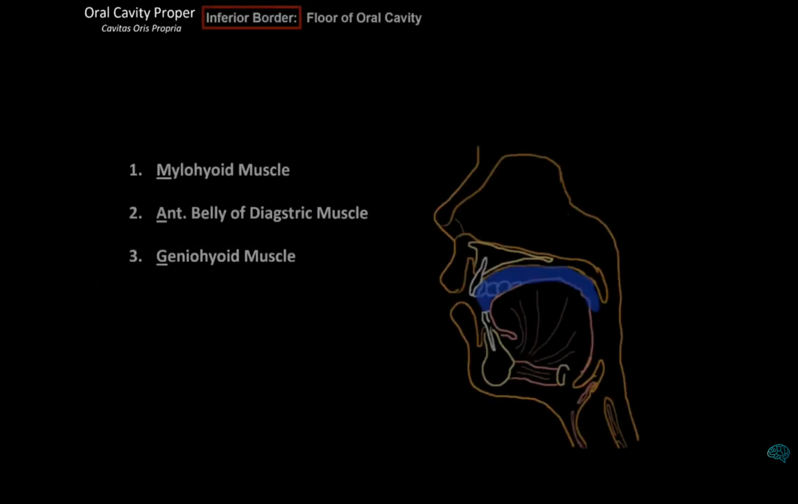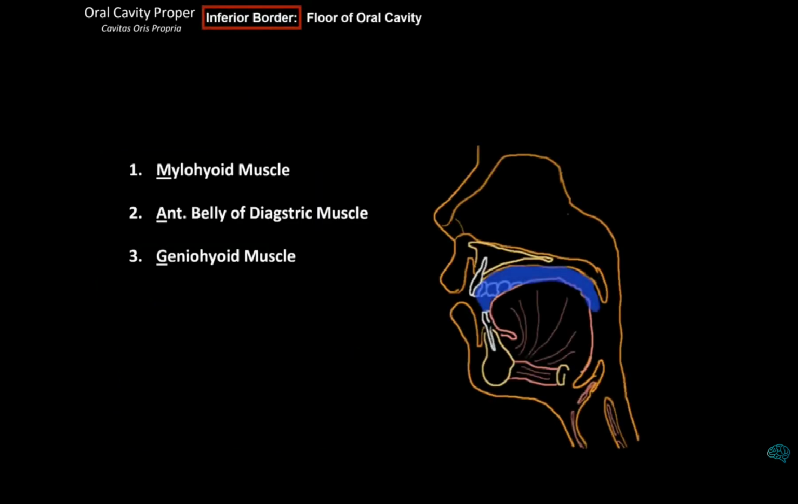Now let's talk about the inferior border. The inferior border of the oral cavity proper consists of 2 things. First is what we call the floor of the oral cavity, which consists of 3 main muscles that primarily go from the inner surface of the mandible all the way to the hyoid bone.